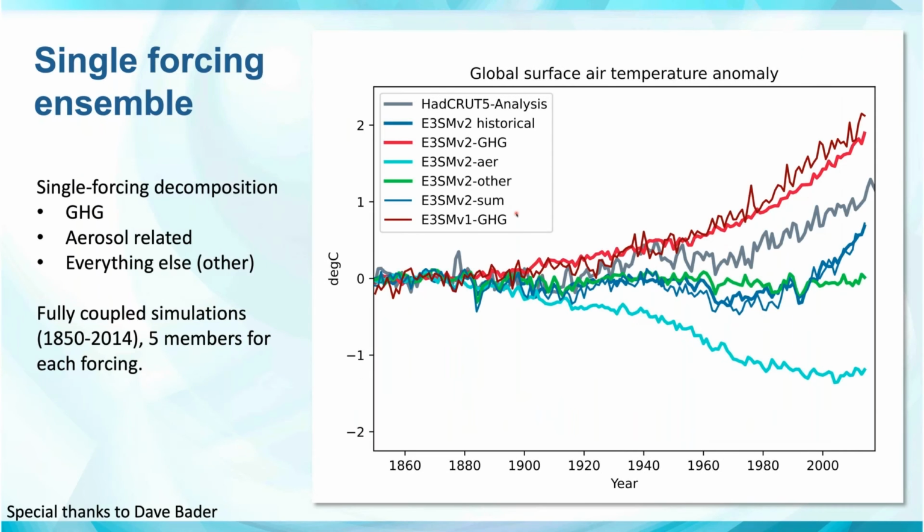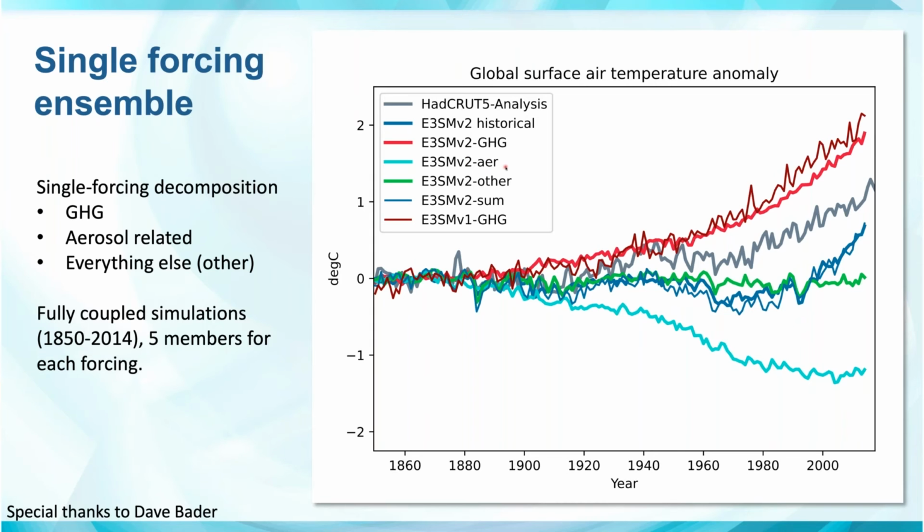So to understand this, Dave had a great idea of doing some single forcing simulations. Those are fully coupled simulations where you turn on and off selected forcings. So we decompose the total forcing into 3. One is the greenhouse gas, and this for V2 is shown in red here. So when you have only greenhouse gases, the model just warms exponentially, as you would expect.